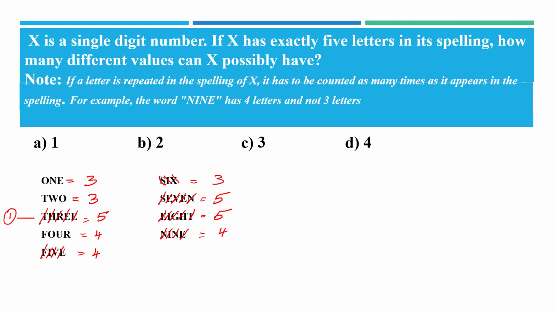And the question is, how many different values can X possibly have? As you see, we can have three numbers. That's 3, 7, and 8. There are three numbers of 5 letters. So option C is the right answer. Moving to our next question.